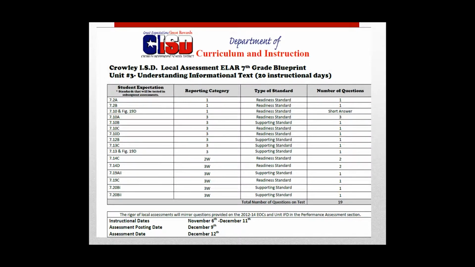Please note the Unit 3 Understanding Informational Text Blueprint, which is also on the CTL website. Unit 3 lasts 20 instructional days and will be assessed on December 12th, before the last week of the first semester.